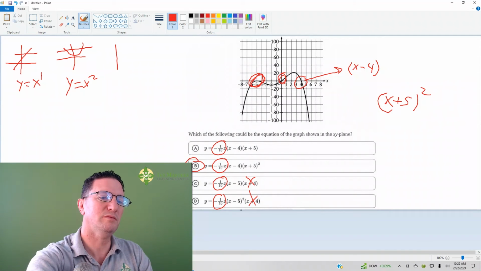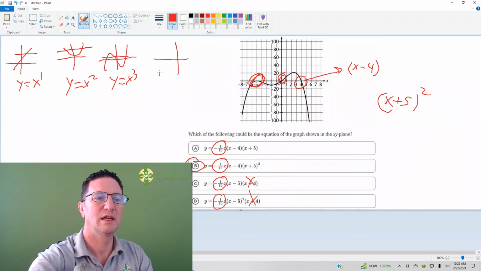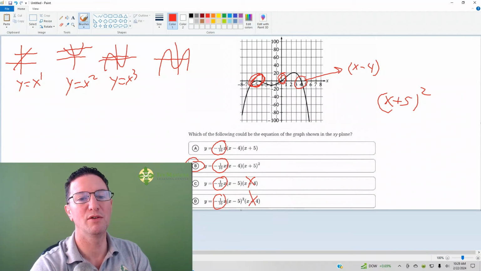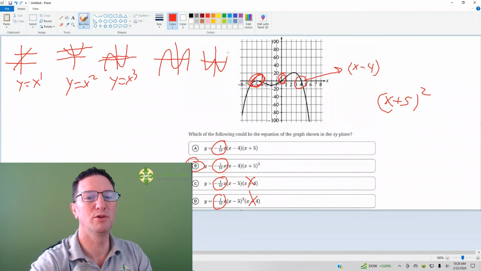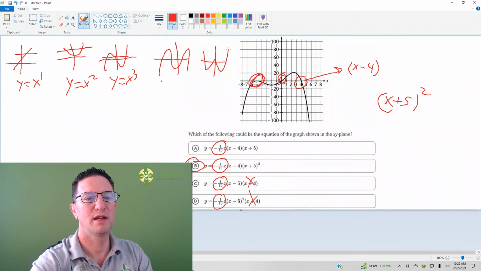So this is going to be y equals x to the third. And if it looks like an m, that's actually going to be negative. It would look like a w if it were positive. You see how this resembles an m? That's how you know it's got to be y equals x to the 4th.